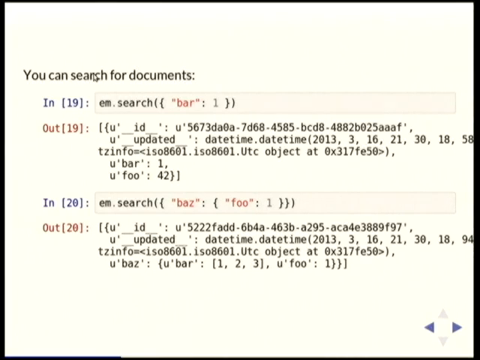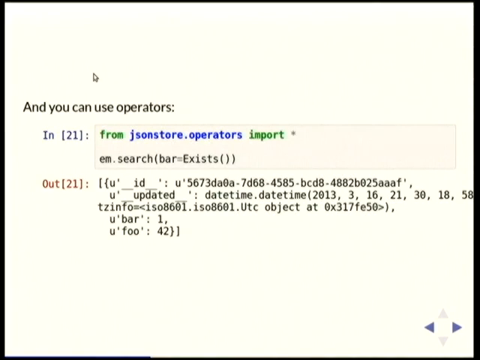So the way it works, you pass a subset of the document you want to search. Here I'm searching for any documents that have bar equal to 1, or I can do nested searches, like Baz is a dictionary with foo equal 1. And this is not very useful.